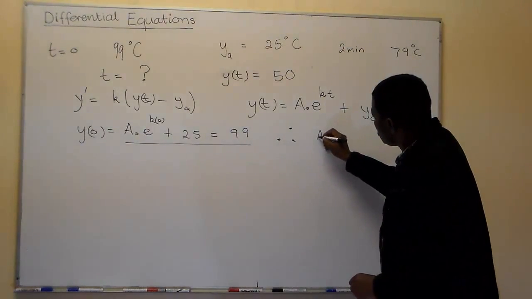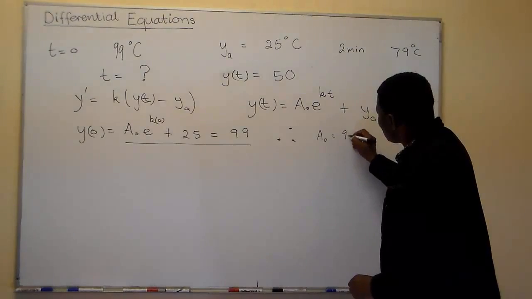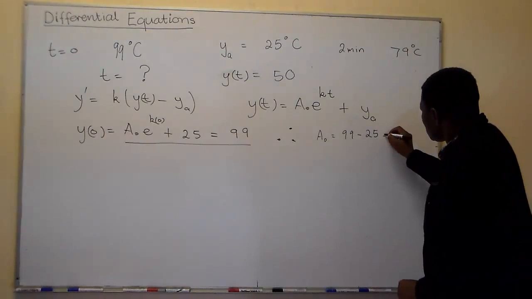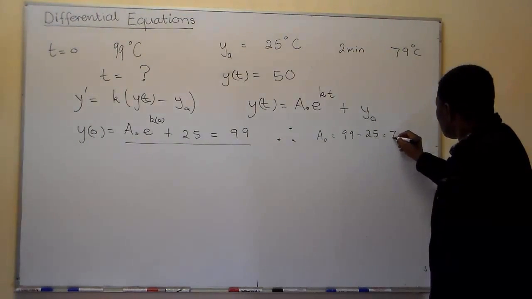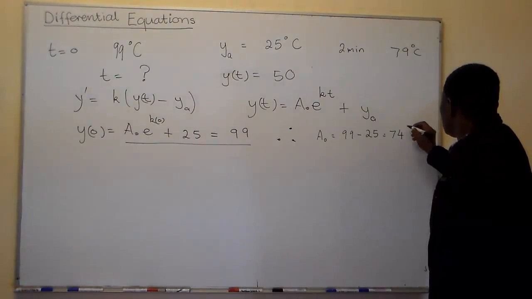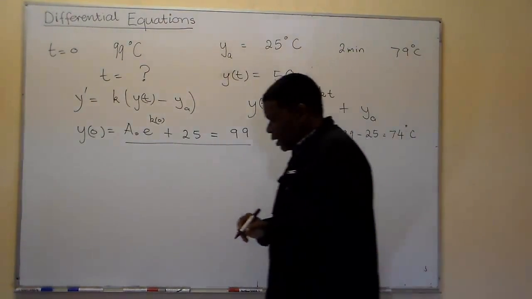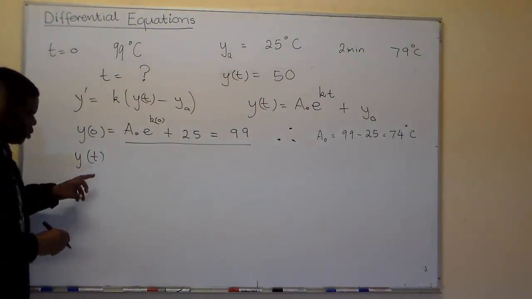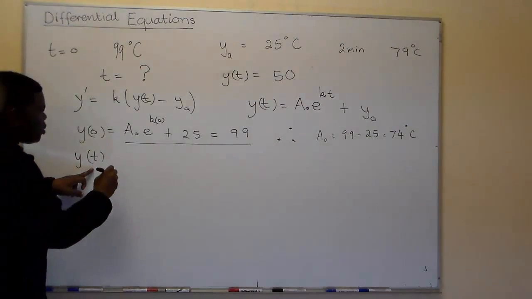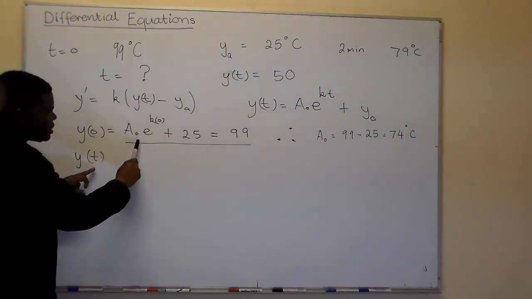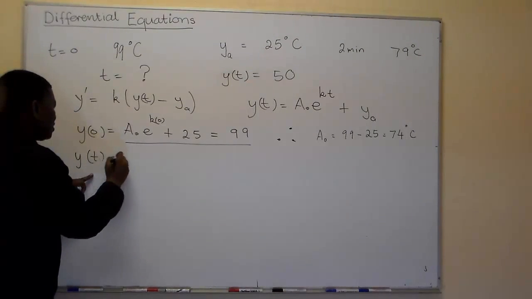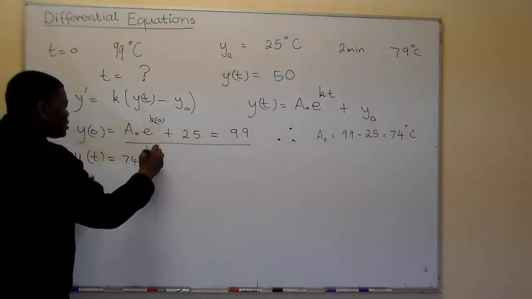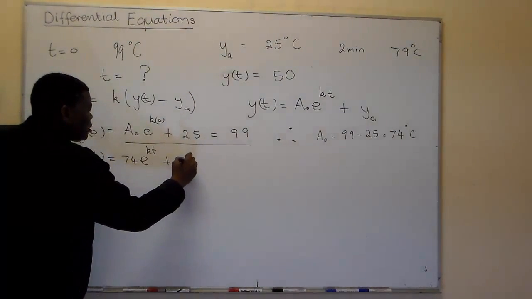Now, solving this equation, we conclude that A0 is going to be equal to 99 minus 25, which is 74 degrees Celsius. So now we can write this expression as y of t, which is our general expression now, knowing A0, but still we need k. This is 74 e to the power kt plus 25.